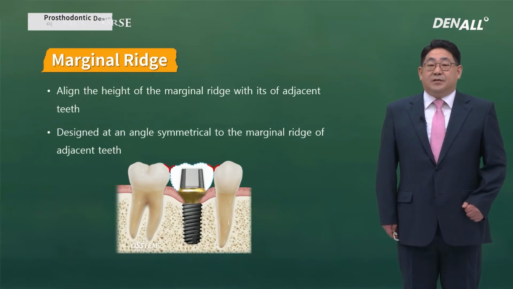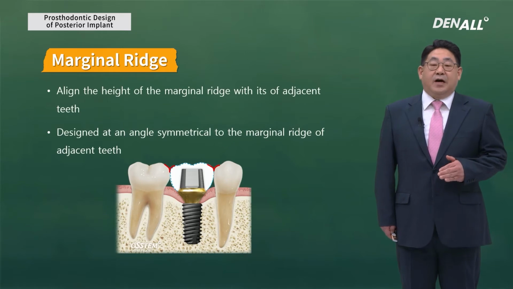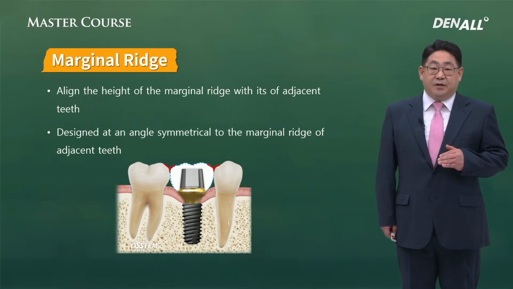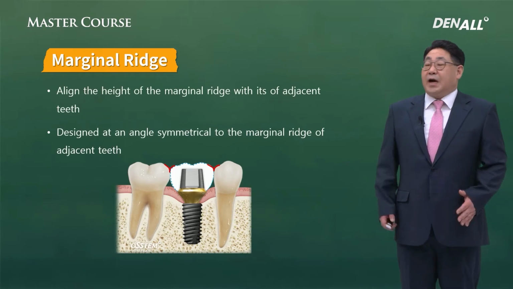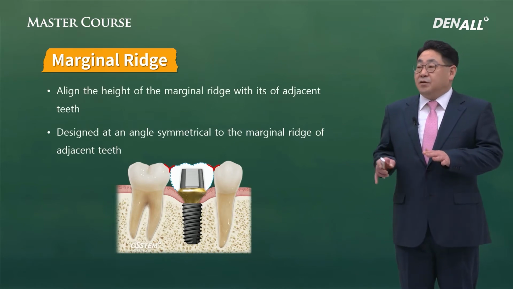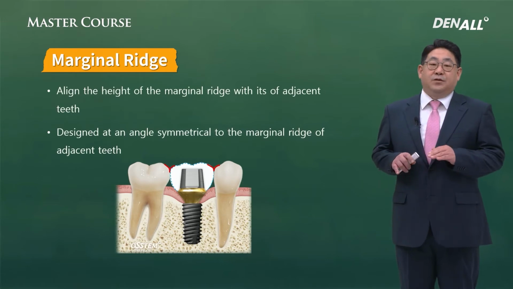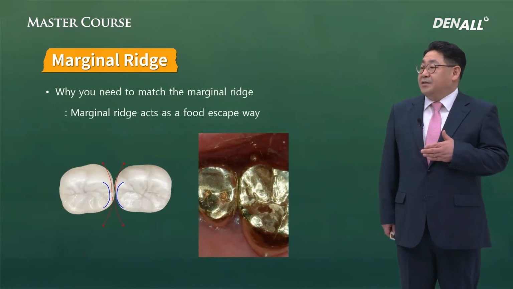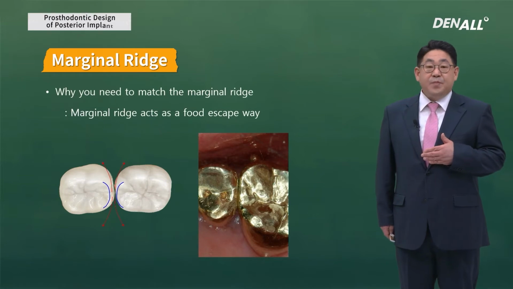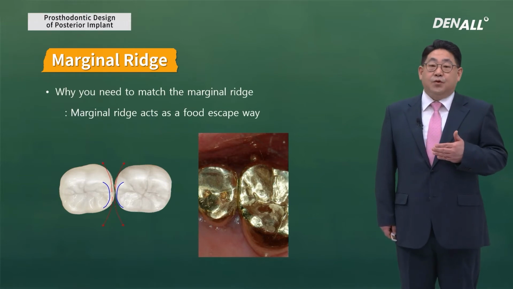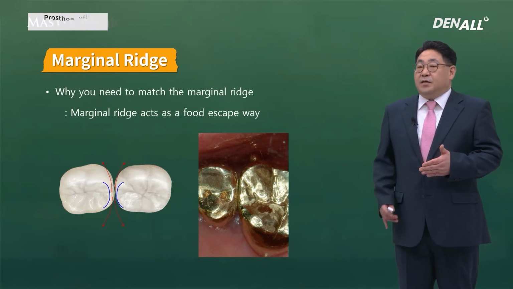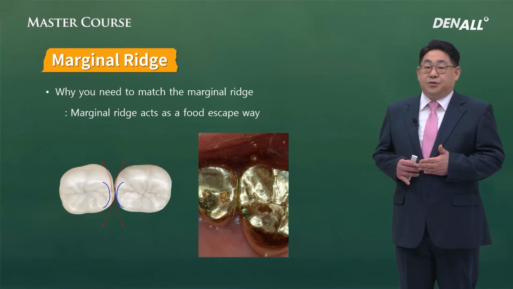Next, let's talk about the height and position of marginal ridge. The height of marginal ridge should be the same as adjacent tooth. The angle and contour of marginal ridge should also be in symmetry with that of adjacent tooth. Please look at this image and diagram. From occlusal table, the height and contour are aligned. The buccal and lingual embrasure should be in the form of isosceles triangle.